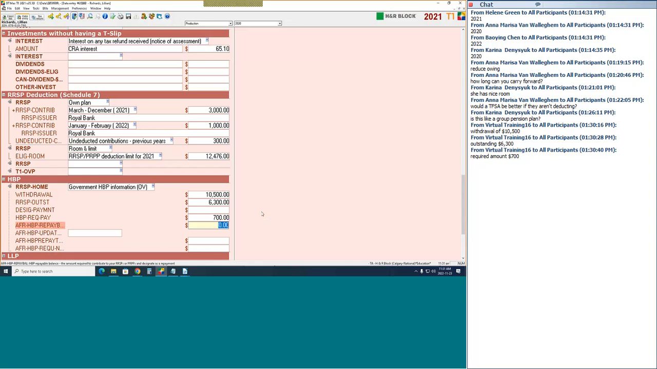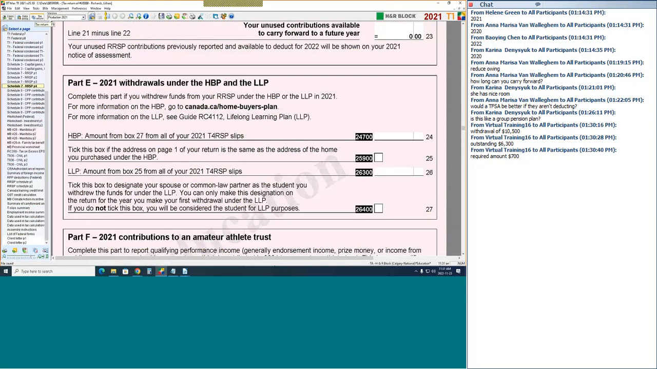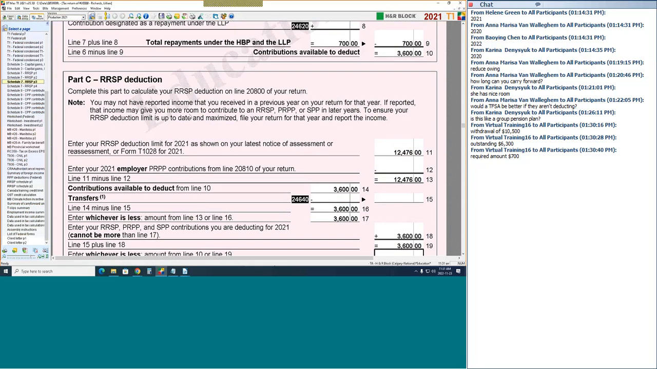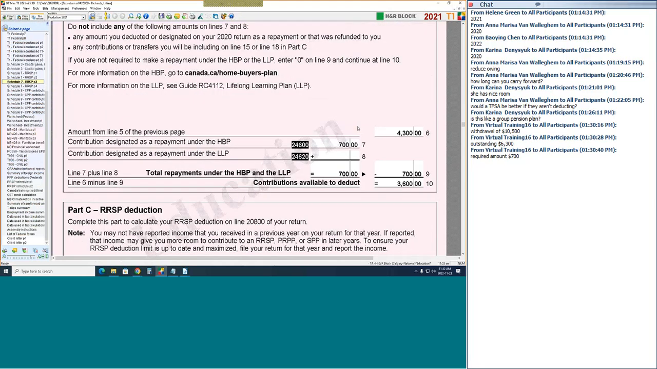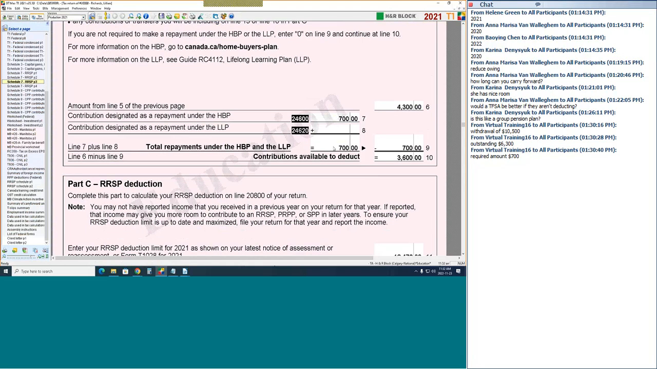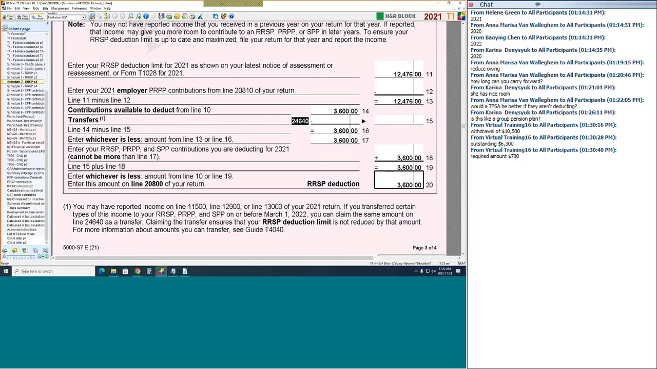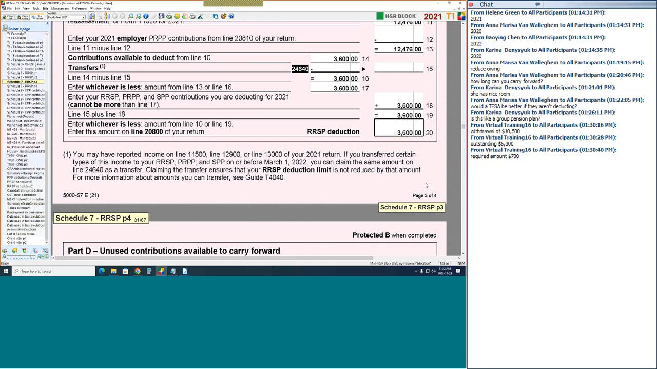So we know she was required to repay $700. We know that she has put money into her RSPs. And what will happen in the computer is it will assume that she wants to repay the minimum. It assumes she wants to repay the required amount, and it will do that if it can. If there are RSP receipts in there, it will use them if it can. So in this case, we now have, out of our contributions, $700 being used as a designated repayment, and the remainder being used as a deduction, and we're good to go.